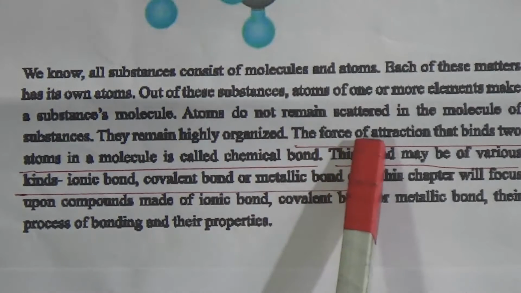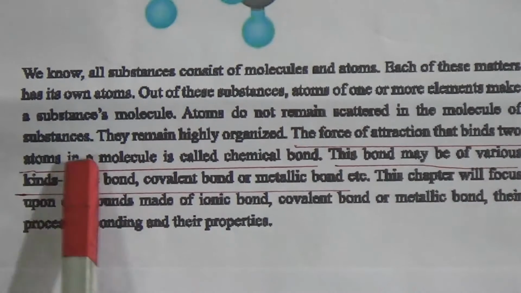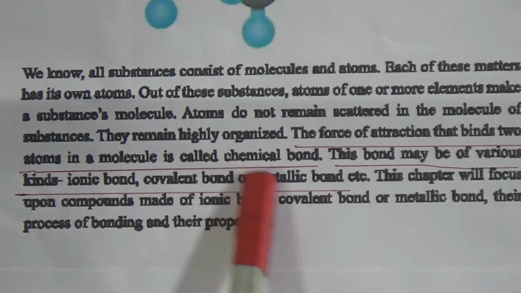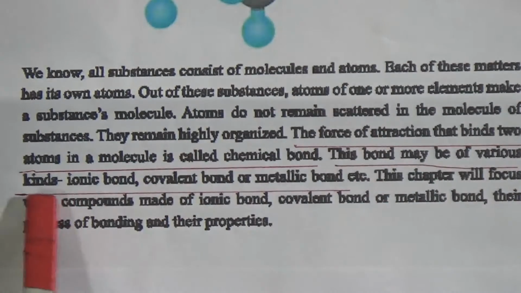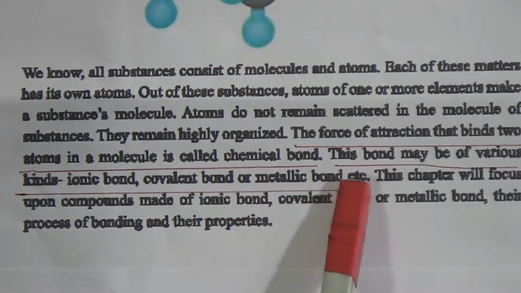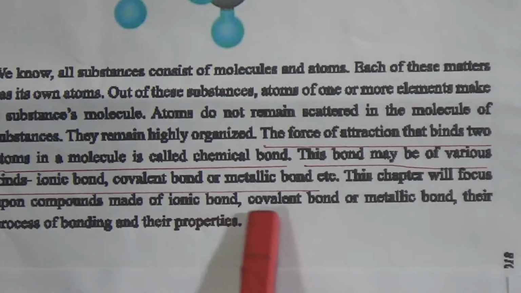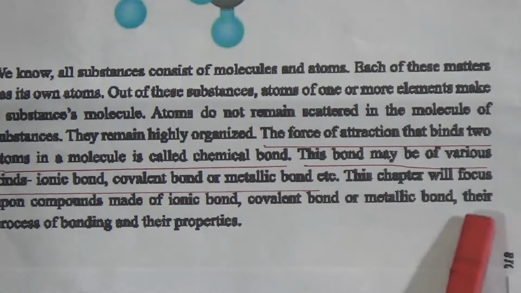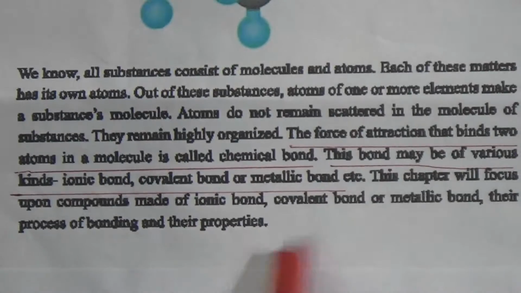The force of attraction that binds two atoms in a molecule is called chemical bond. This bond may be of various types: ionic bond, covalent bond, metallic bond, etc. This chapter will focus on compounds made of ionic bond or covalent bond, the process of bonding and their properties.